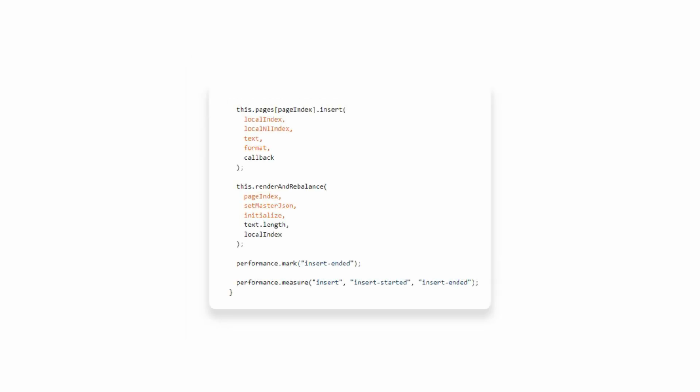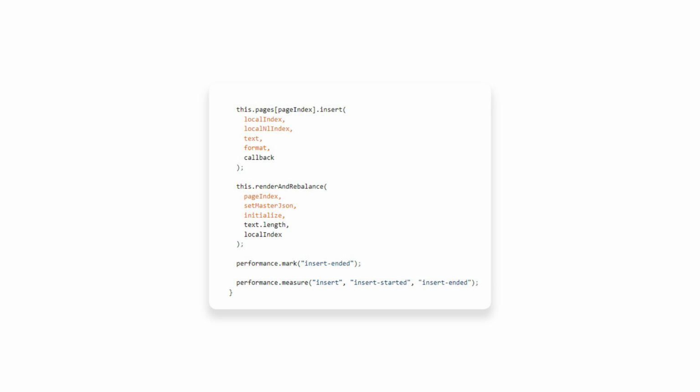This code snippet completes the insert method functionality in a text editor. 1. Text insertion. It calls the insert method on the specified page, this.pages page index, providing the local insertion indices, the text to be added, its formatting, and a callback for adjusting formats post-insertion. 2. Rendering adjustment. After inserting the text, it calls render and rebalance to update the page's visual layout, passing a number of important parameters.